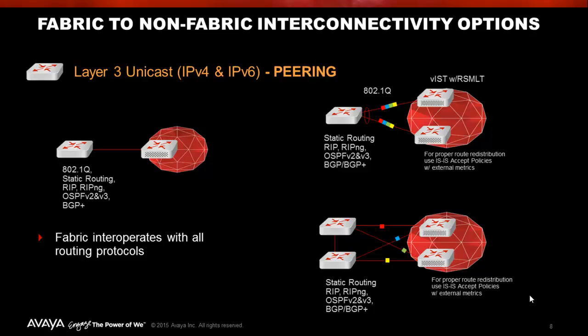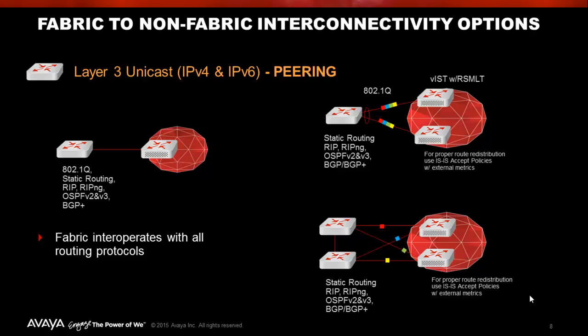There is also the ability to do a layer 3 unicast peering, and this is a second mode of interconnectivity options. This is where we're obviously using VLAN mapping, but we're also using static routing, and perhaps the ability to map between ISIS to static routing, RIP, RIP-NG, OSPF v2, v3, BGP, most of the protocols that you're going to run into in the industry.